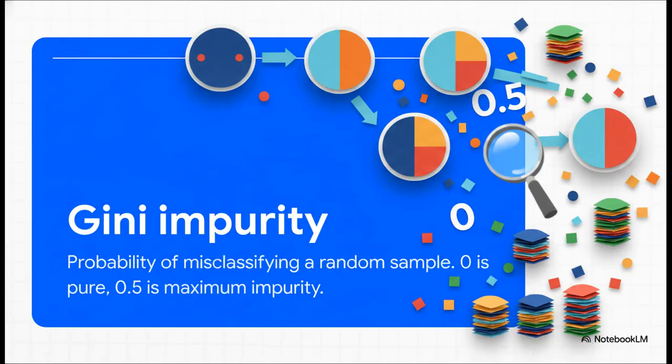Which brings us to the math behind it in section 3, splitting math. So how exactly does the algorithm define what the quote-unquote best separation is? Well, first up, we have Gini impurity. This is simply the probability of misclassifying a random sample at a node.